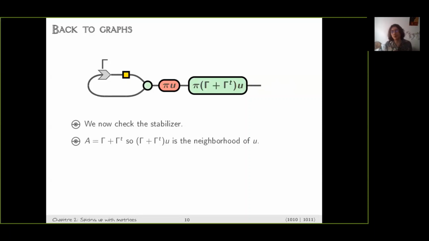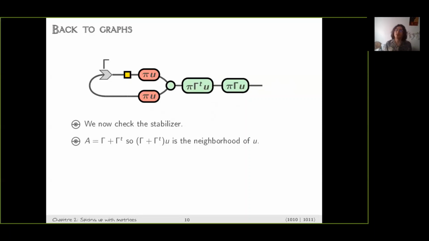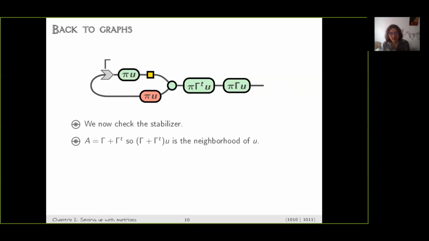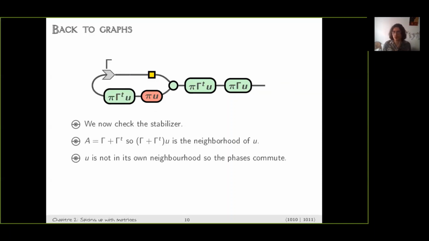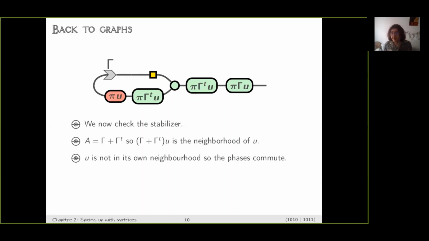First we copy, then we go through the Hadamard gate, so we change the color, and then we are going backward through the matrix arrows with the green generalized phase, and then we take the transpose of gamma. Now, those two generalized phases, the green and the red, since U is not a neighbor of U, they are acting on different wires, and so they commute. And finally, using spider fusion, we can cancel those two gamma transpose of U.